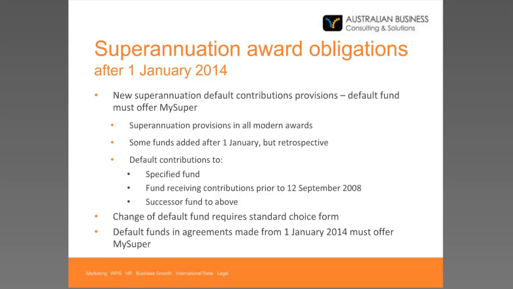If you change your default, it's really important. None of the funds remember to tell you this. You also have to issue a standard superannuation choice form to all the employees for whom you are making those contributions. You need to do that within 28 days of the change. And if you're negotiating an enterprise agreement and you are dealing with superannuation, then the fund, once the agreement is made, if an agreement is made, by which it means voted up, from the 1st of January, anything it specifies must be a fund offering MySuper.